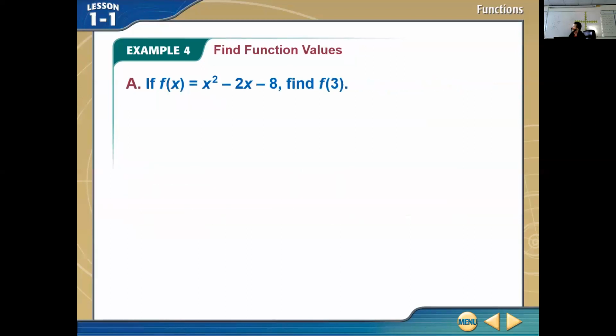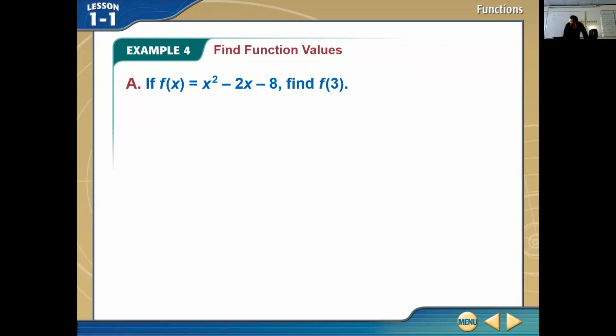Okay, so here we get down to the meat of the chapter, finding functions. This comes from function notation. You can see that it says f of x is equal to x squared minus 2x minus 8, and it wants us to find f of 3.